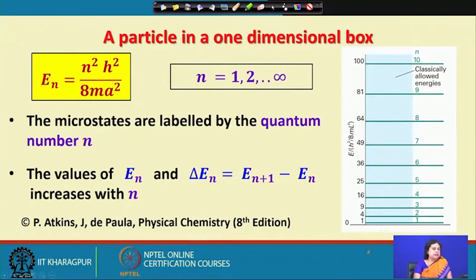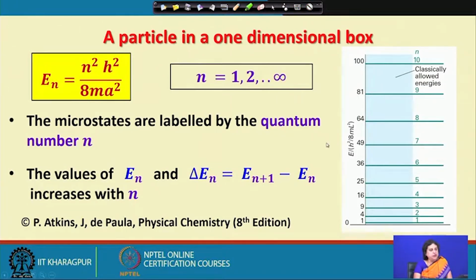Now, have a look at this. If I am in this region, the energy difference between two successive energy states is small, but as I go higher and higher up, this value goes on increasing. So this is a very different set of microscopic states from what we have seen in the previous case of the simple harmonic oscillator.